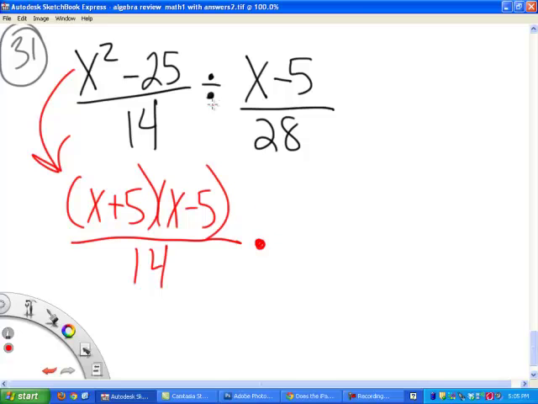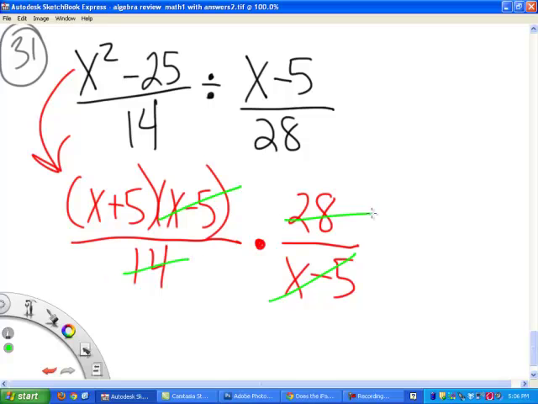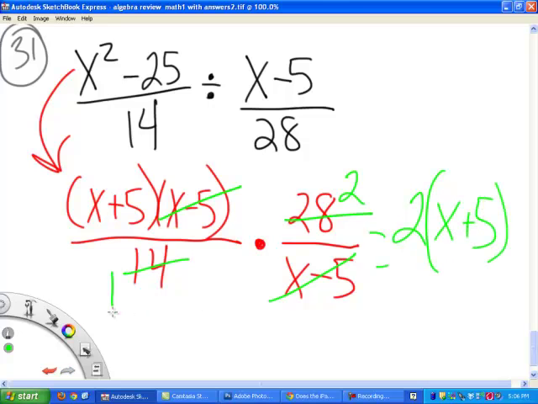Now we're going to multiply it, and then flip this. So 28 is now going to be on the top. x minus 5 is going to be in the bottom. And I think we can do a little bit of canceling. The x minus 5 is going to cancel out. The 14 and the 28 can cancel out because 28 is twice 14. So this becomes 2, and this simply becomes 1. All that's left is the x plus 5. So this reduces to 2 times x plus 5, and that's the answer.